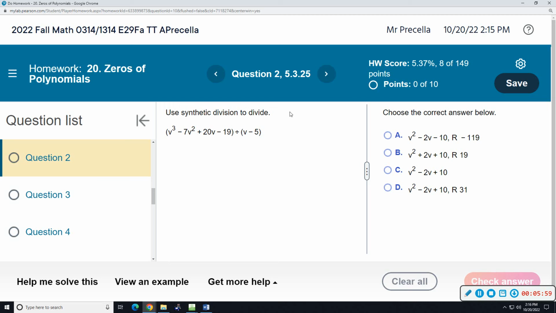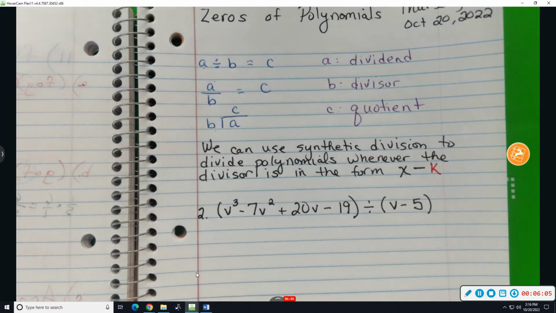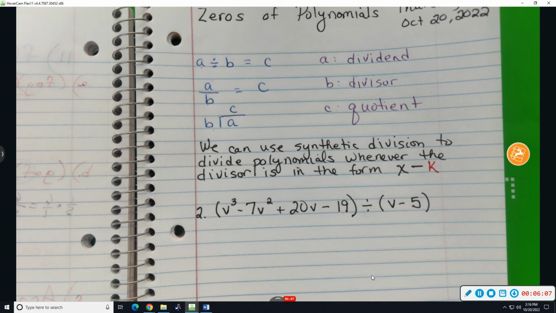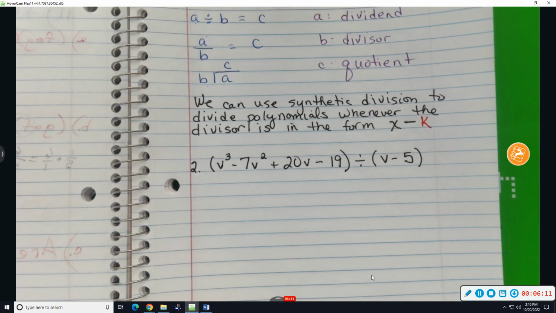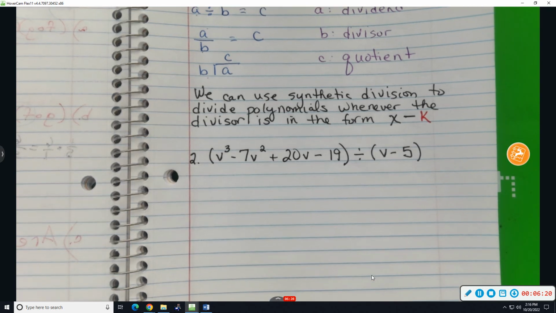v minus 5. Oh, you think the answer is B? Okay, well, let's see. Because it makes the most logical sense. Okay. Actually, wait. Now that I see it again, I'm not too sure. Oh, okay. Well, we'll see in a moment if you were right or not.